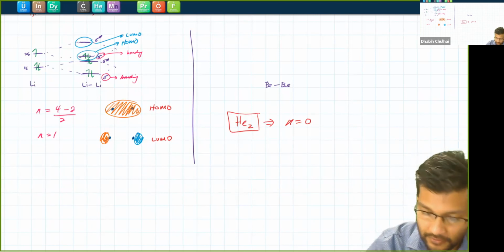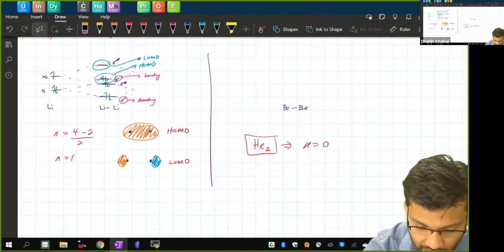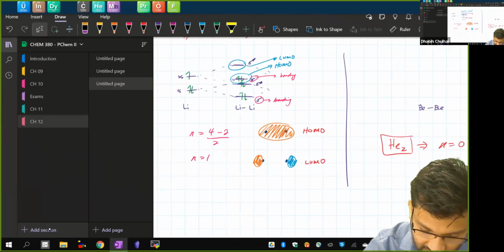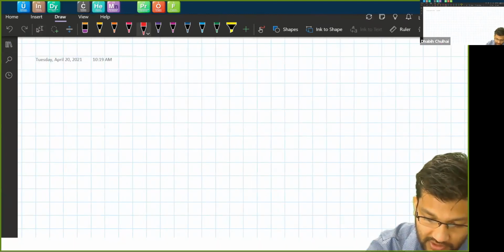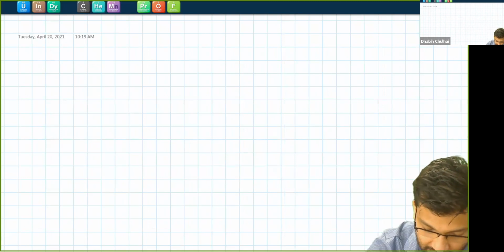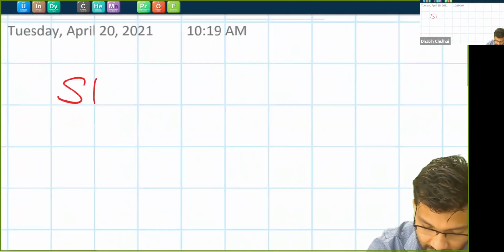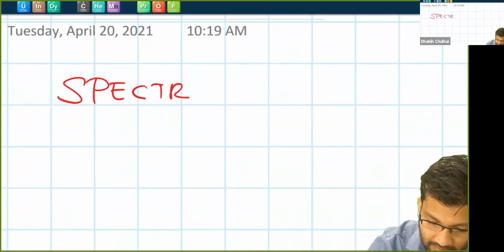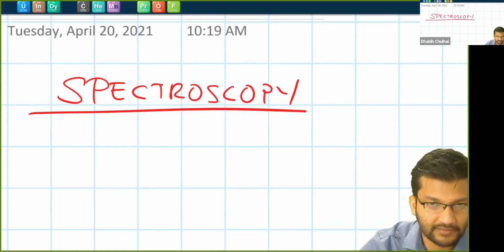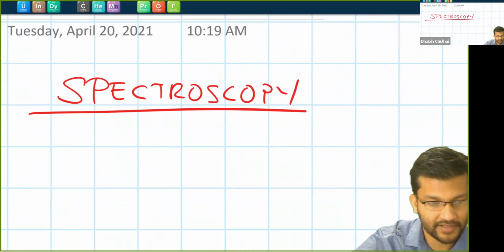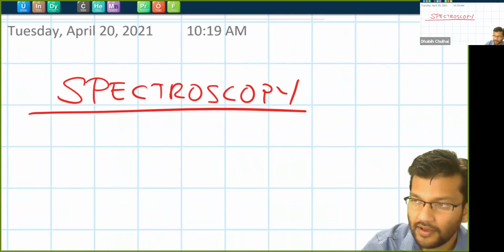All right, so with that, if you don't have any more questions, let us finally talk about spectroscopy. So you're going to have to learn this stuff and then put it out of your brain for the exam, and then put it back in your brain for the final exam. It's going to be hell, but we're going to make it work.